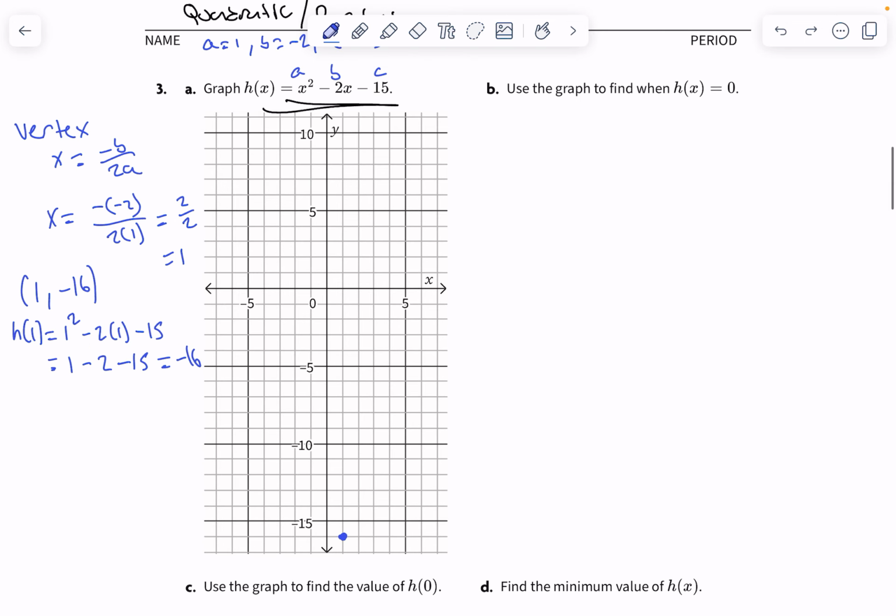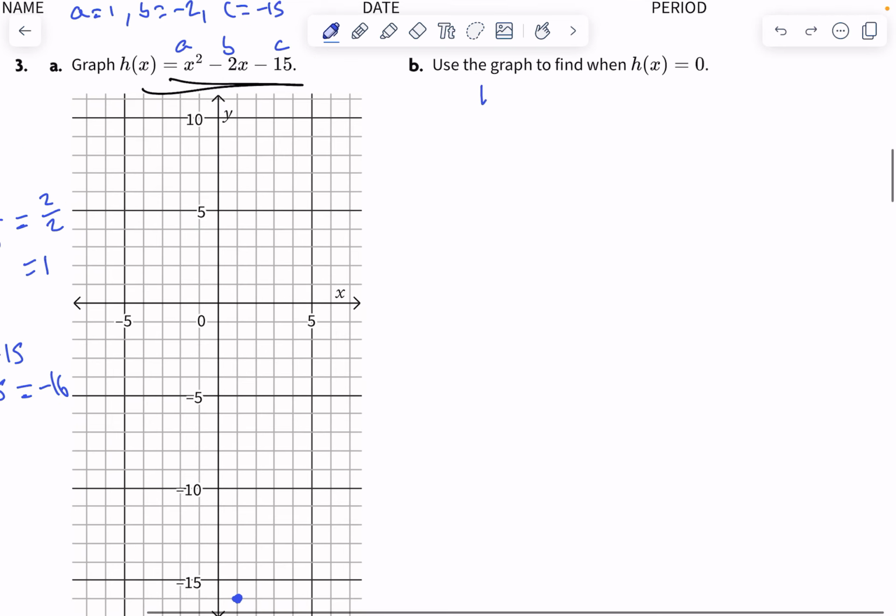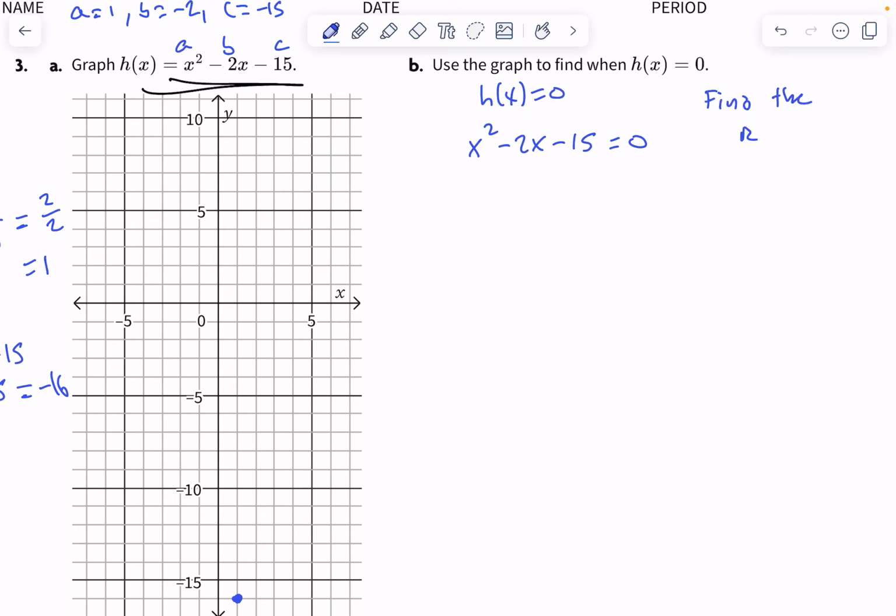And now let's find the roots. So essentially we're solving part B before we can graph this, to me at least. So h of x equals 0. This means that x squared minus 2x minus 15 is equal to 0. This is to find the roots, okay? You can do the quadratic formula. I'm not going to do the quadratic formula here. I'm going to factor this out. This is going to become x.